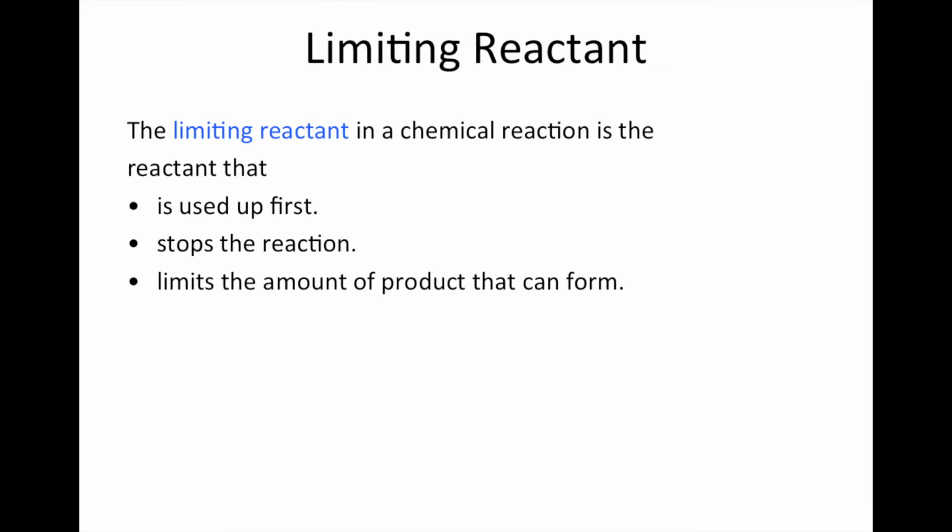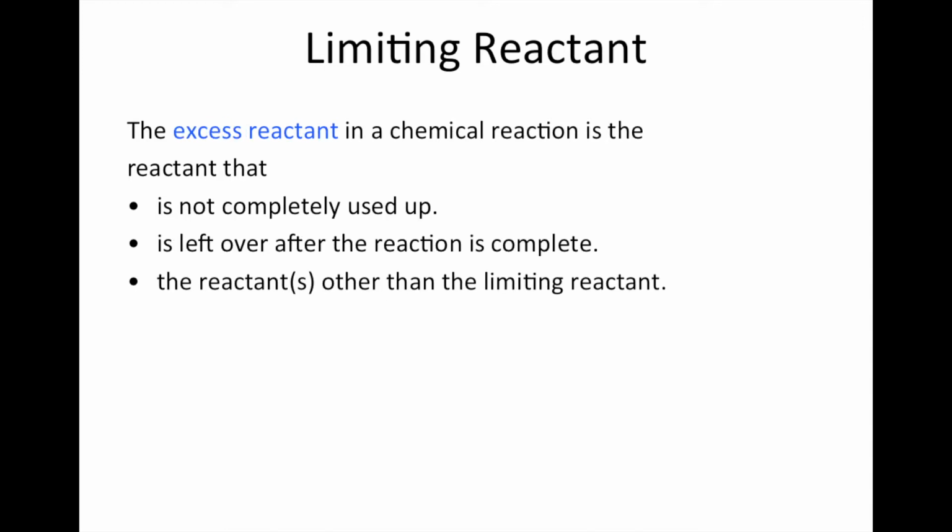The limiting reactant in a chemical reaction is defined as the reactant that runs out first. It's the reactant that stops the chemical reaction, and therefore it limits the amount of a product or products that can be produced. The excess reactant, on the other hand, is the reactant that is not completely used up, so you're going to have some of it left over, and it's the reactant or reactants other than the limiting reactant.